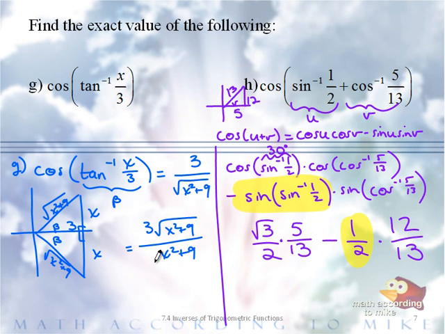Class, what's the square root of 3 times 5, minus 1 times 12, all over 2 times 13? 26. Good job.